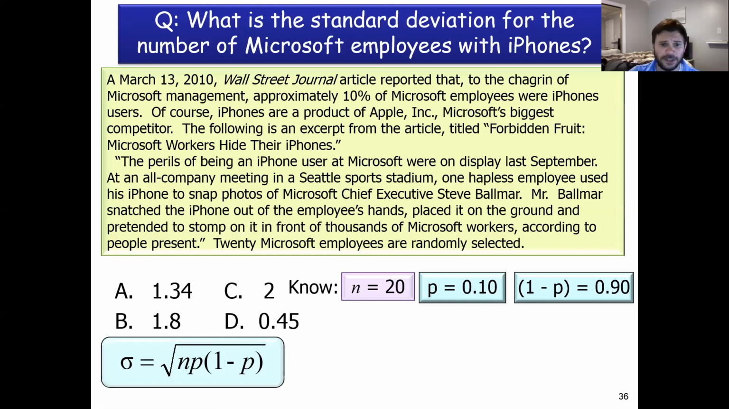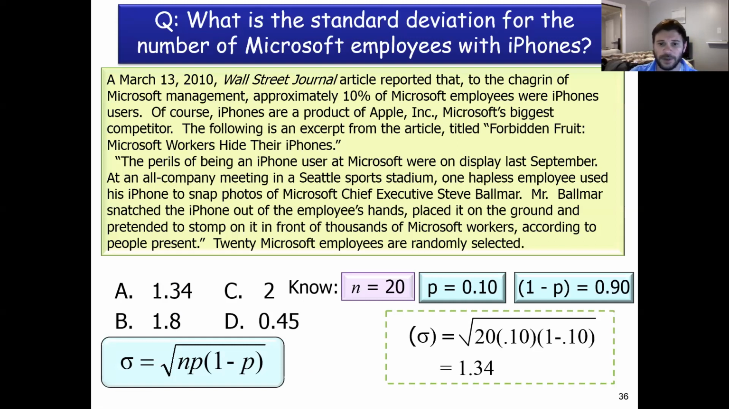So let's go ahead and do that. If we plug in 20 for N, our success rate, 10% for P, and then 90% for 1 minus P, the failure rate, and take the square root of those products here, we wind up getting our value of sigma, the standard deviation for the random variable that is the number of employees with iPhones at Microsoft out of these 20. And we see on average out of these 20 about 1.34 are above the mean of 2 or below the mean of 2. So this is how you would compute the standard deviation given these parameters of a random variable that has a binomial distribution governing its process.